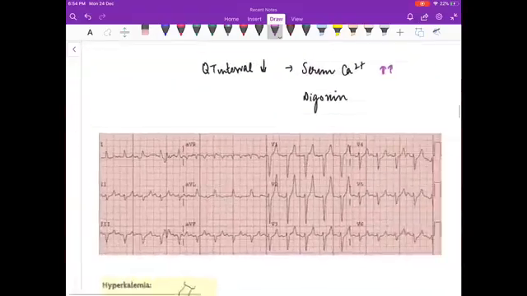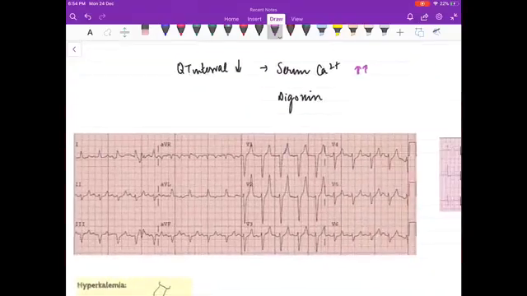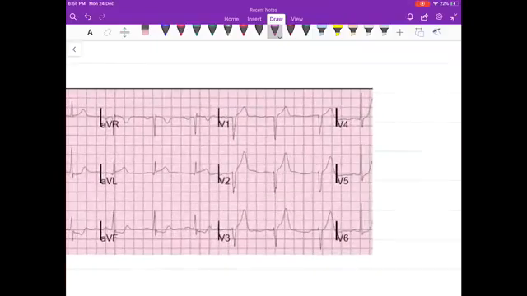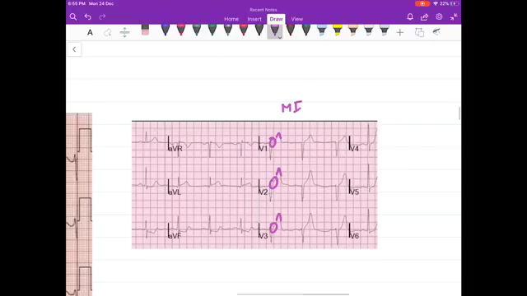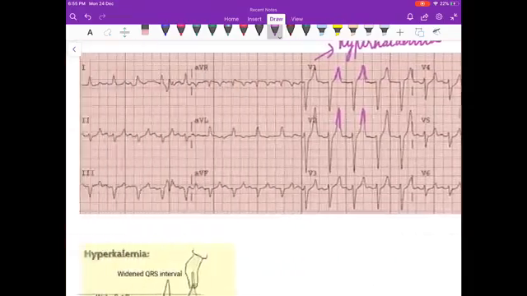So the answer is in this ECG we see peaked T waves. These are seen in hyperkalemia. And what do you see in this? Friends, you can see the ST segment elevation here, and also hyperacute T waves. See, they are not peaked, and they are seen in MI. So V1, V2, V3 and V4 are involved, so it is a septal wall MI, anteroseptal wall MI.